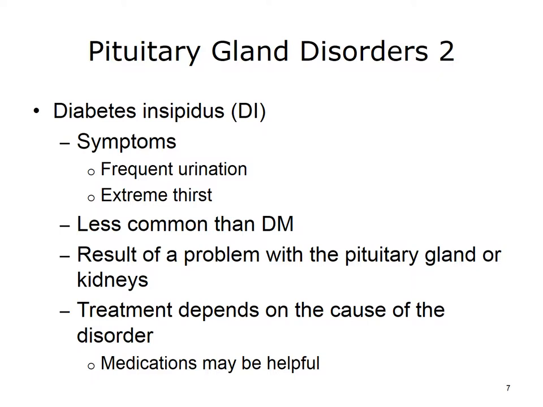DI is different from diabetes mellitus, which is abbreviated DM. DM is related to the lack of production and/or the body's use of insulin. While the symptoms can be similar, DI is related to how your kidneys handle fluids in the body. It is less common than DM. Diagnostic tests on urine and blood can determine which condition you have. Usually, DI is caused by a problem with your pituitary gland or your kidneys. Treatment depends on the cause of the problem. Medicines can often help.